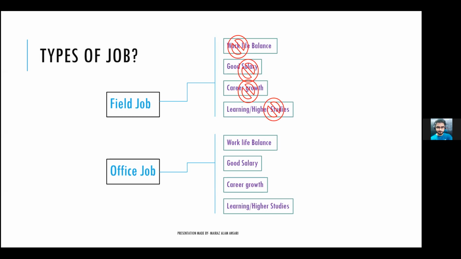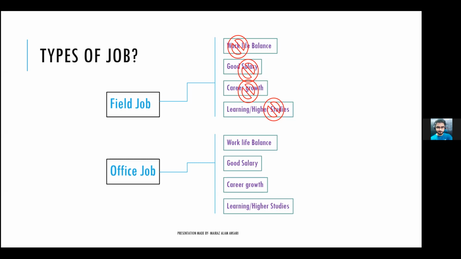So that is why I have decided on another job, which is office job. Let's say office job. In office job we have a work life balance. Mostly you have to work for 9 or 10 hours per day, not more than that. If you are going to work more than 9 or 10 hours, or more than the office working hours, you are going to get overtime.